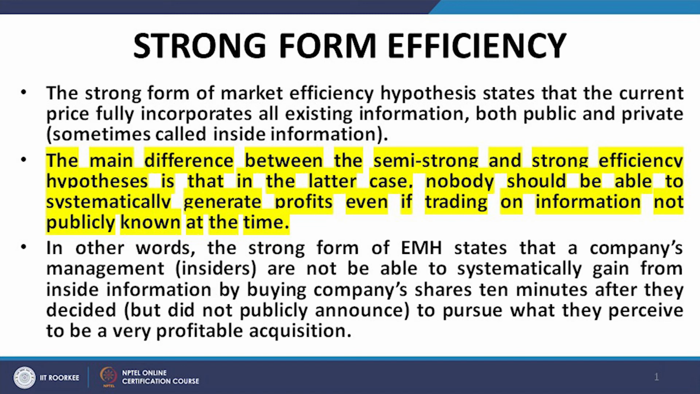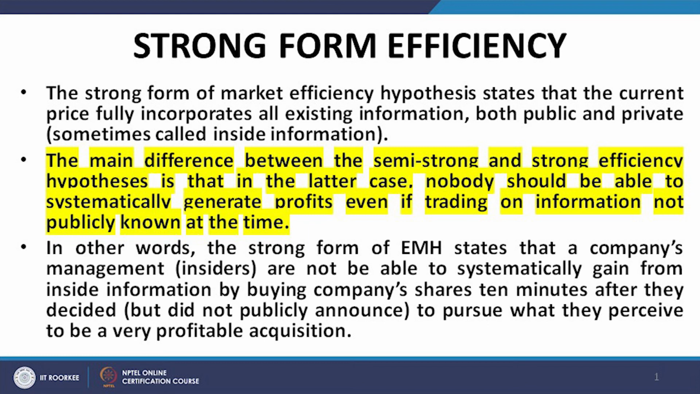Let me repeat, this is the fundamental difference between the earlier two versions, that is the weak form and the semi-strong form. The main difference between the semi-strong and the strong efficiency hypothesis is that in the latter case, that is the strong form, nobody should be able to systematically generate profits even if trading on information not publicly known, not underlined, highlighted, emphasized, publicly known at that time.